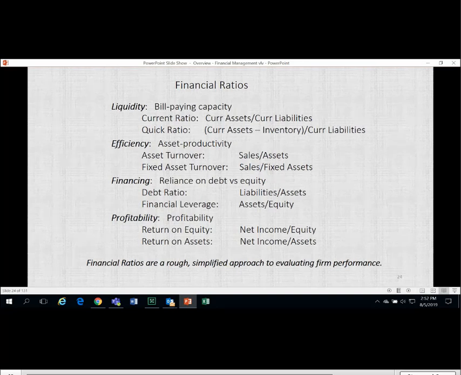Overall, these are very rough, simplified approaches to evaluating firm performance. There's nothing official about it. It's not GAAP. You can make up your own ratio if you want. And often the interpretation is somewhat iffy. For instance, let's look at the efficiency ratio. Let's look at fixed asset turnover ratio.